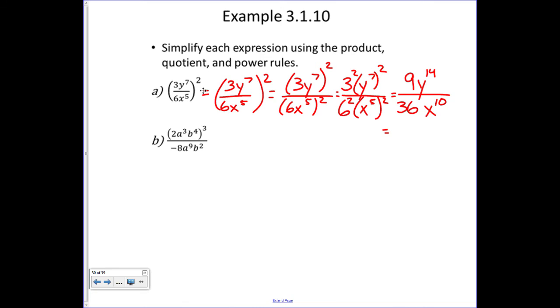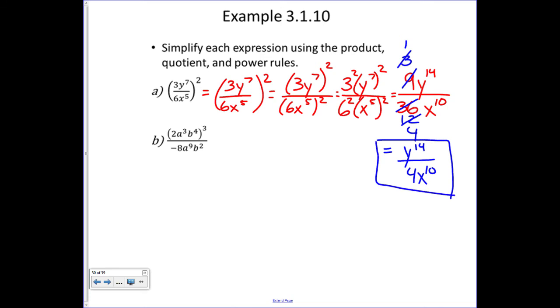The only thing we can do is reduce the fraction, reduce the numbers. 9 and 36 are both divisible by 3. 9 divided by 3 is 3. 36 divided by 3 is 12. Well, look, they're both still divisible by 3. 3 will go into 3 one time, and it will go into 12 4 times. And so what you're left with is 1y to the 14th over 4x to the 10th. So beware, the numbers in the problem may actually be able to reduce. Don't forget to do that.